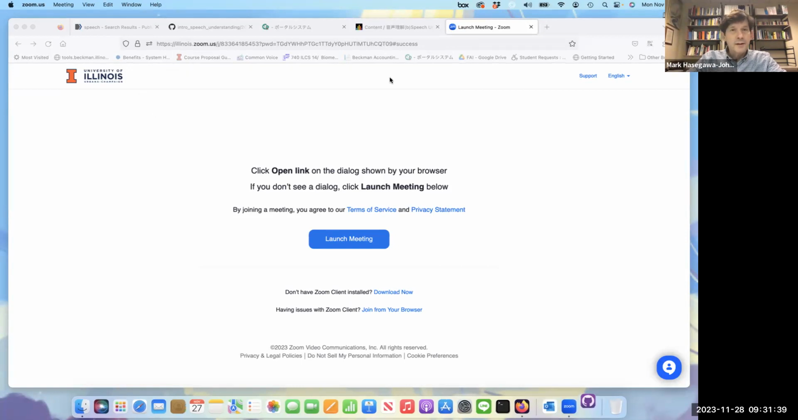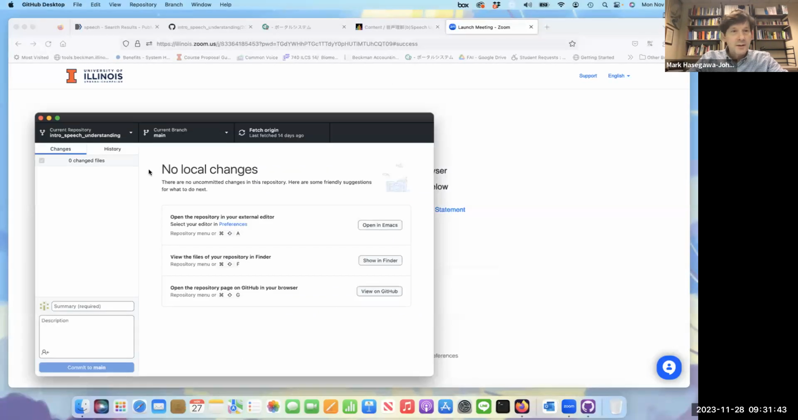All right. If you need to open GitHub Desktop in order to fetch your files, please do that. And then you can fetch the files from Origin.